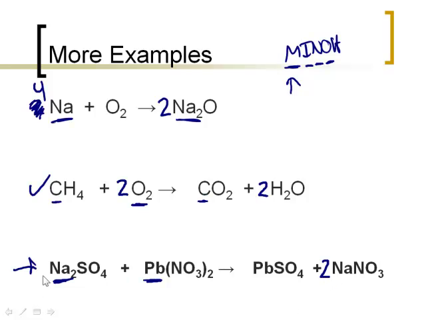I have 2 sodium atoms over here. Life is beautiful, okay? If I look at my lead, okay, I have 1 lead over here. I have 1 lead over here. Lead is balanced. Now that's good. The next thing I want to do is the I. I'm going to check polyatomic ions.